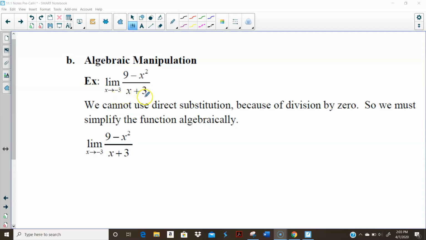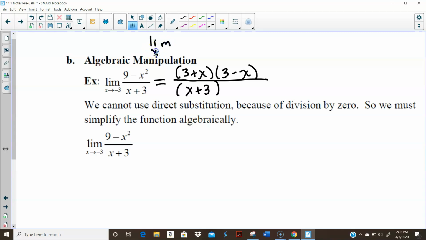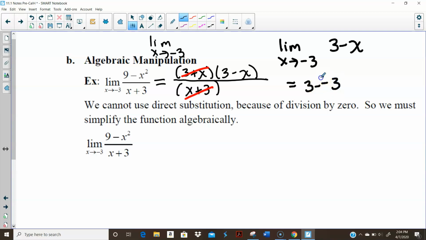In this example, the limit as x approaches -3, we can't direct substitute to start with because -3 plus 3 would give us 0 in the denominator. So before we use direct substitution, we are going to want to factor the numerator. That's a difference of 2 squares, 3 plus x and 3 subtract x, and the denominator is x plus 3. Again, this is the limit as x approaches -3. You can see that the 3 plus x and the x plus 3 are going to cancel. So now we've got the limit as x approaches -3 of 3 subtract x. We can go ahead and directly substitute at this point. This is going to give us 3 subtract -3, which will equal 6. So the limit of this function is 6.